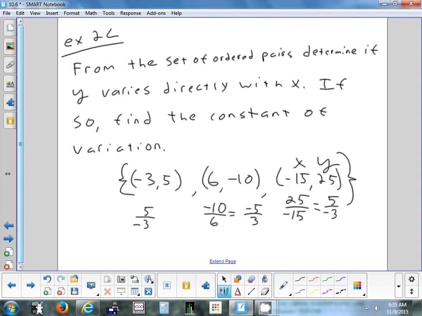So do I have direct variation here? What do you think, Ryan? Do I have direct variation here? Yes. Okay, 5 over 3, and it's negative. 5 over 3, it's negative. 5 over 3, and it's negative. They all came out the same.